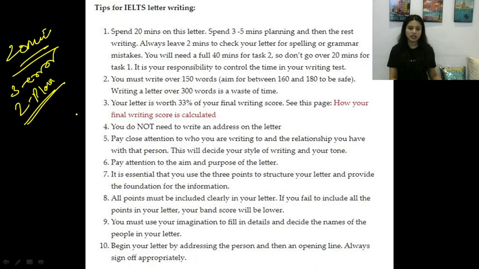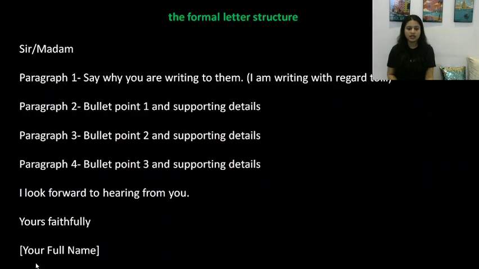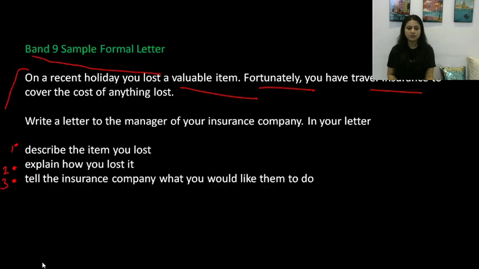Okay. Then secondly, your aim and purpose of the letter is also very important, and don't forget to fill in details. As I've shown you in the question, you are just going to get a broad guideline. Like, write a letter to the manager of your insurance company and you lost a valuable item. But what is the item? Is it a bike? Is it a camera? Is it your wallet? Is it a necklace or a watch? What is the item? You have to imagine. You have to find out those details.